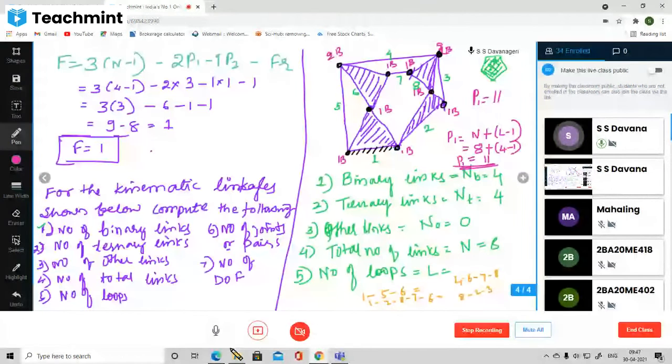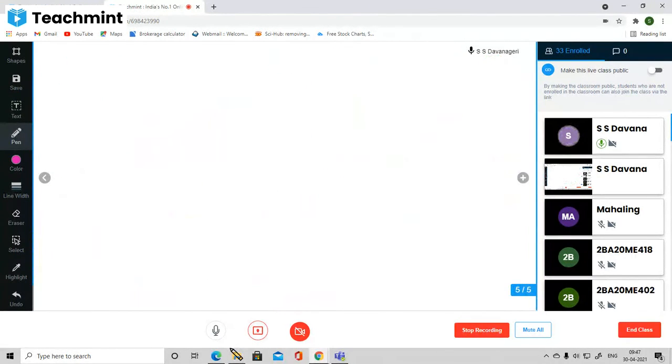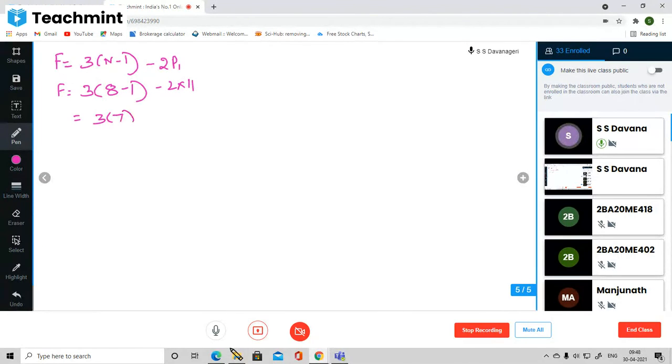Next is the number of degrees of freedom. So now we can find out the number of degrees of freedom based on the Kutzbach relation, or you can find it out based on the number of loops and the number of elements here. So now let us go for degrees of freedom based on the Kutzbach relation. Now you have 3 times the number of elements 8, minus 2 into 11. So 3 times 7, 21, minus 22, minus 1.